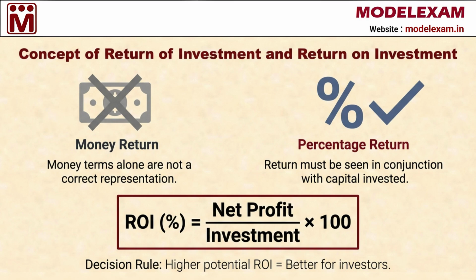Instead, we must look at the percentage return. This allows us to see the return in conjunction with the capital invested. The formula for return on investment or ROI is the net profit divided by the investment multiplied by 100. The decision rule here is simple. A higher potential ROI equals a better opportunity for investors.